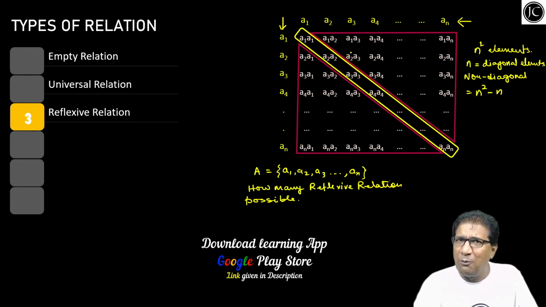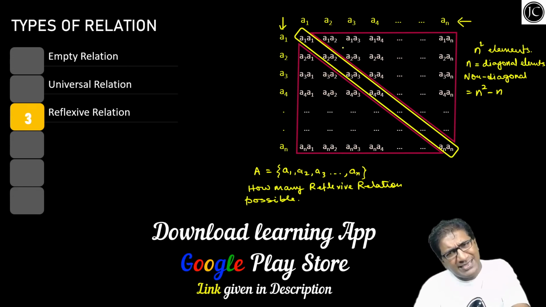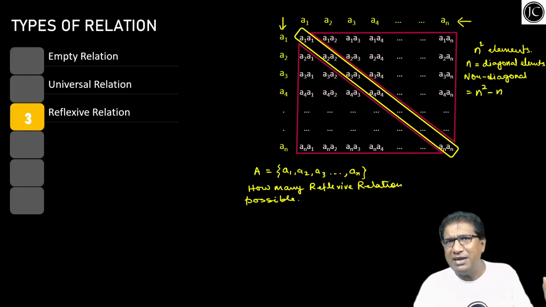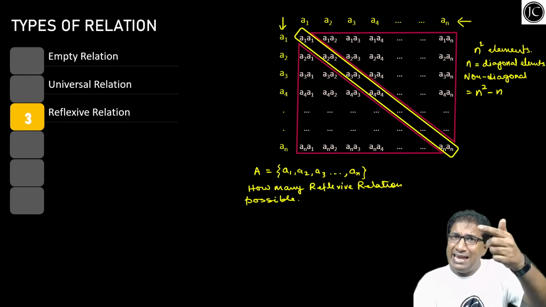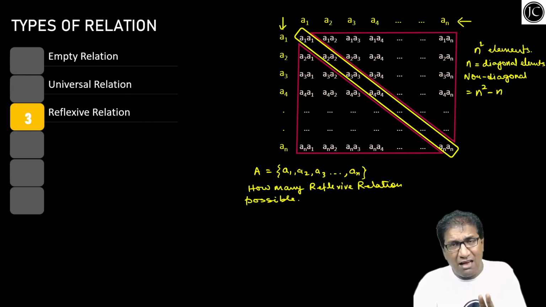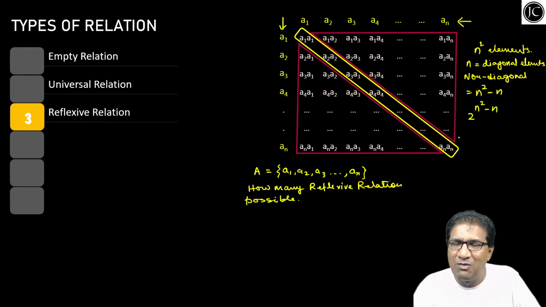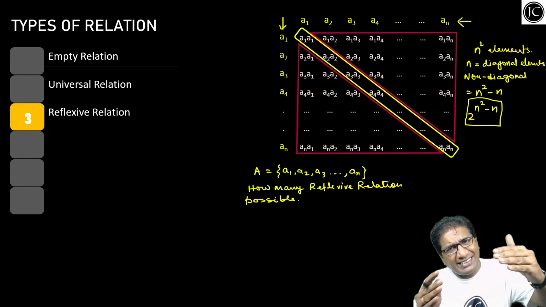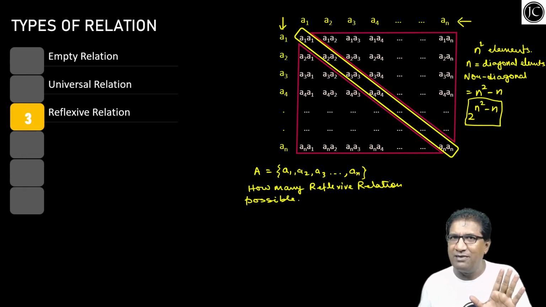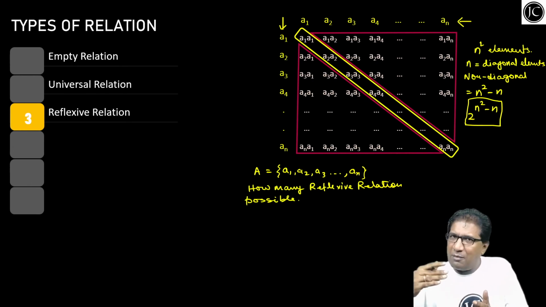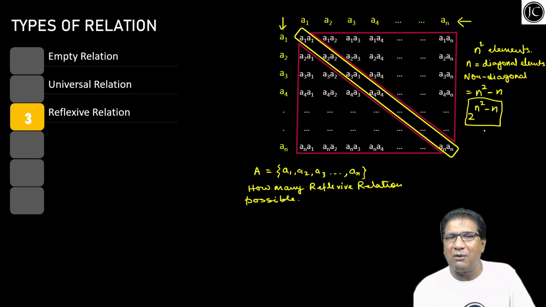Children, look, what did we say here? Any element may come or may not come. It doesn't matter to me. So we have n square minus n non-diagonal elements, and each element can come in the relation or may not come. So we have 2 options for each non-diagonal element. So how many ways are there of selecting non-diagonal elements? It will be 2 to the power n square minus n. Am I correct? So this is the total number of reflexive relations possible, because for selecting all the diagonal elements there is only one way, and the other non-diagonal elements can come or may not come. So the total number of ways is 2 to the power n square minus n.